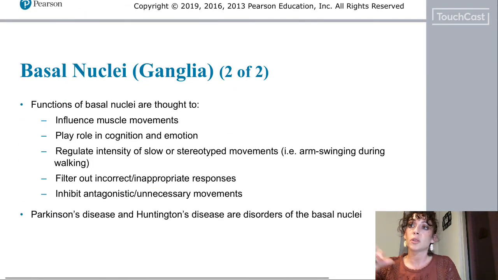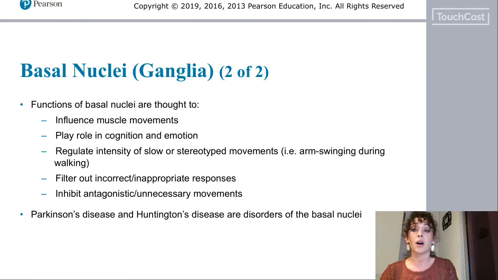The function of our basal nuclei is thought, or we say thought, to influence our muscle movements, play a role in cognition and emotion, and regulate the intensity of slow or stereotyped movements. Here what we mean is, an example would be your arms swinging while you're walking.